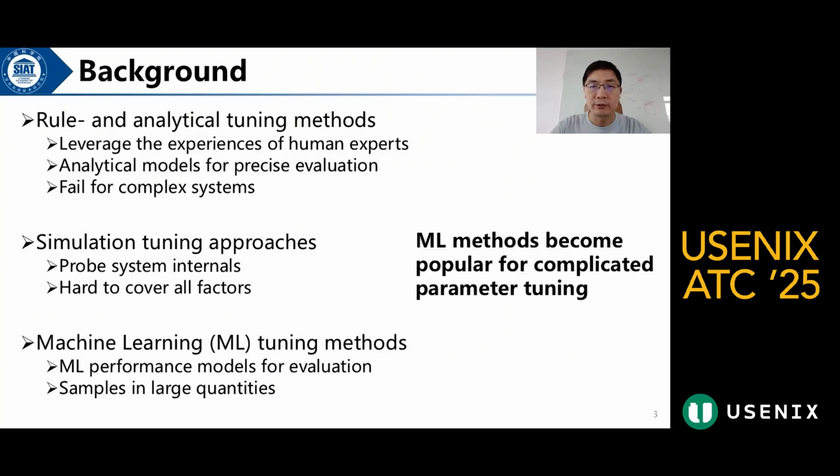Machine learning-based tuning methods build an ML performance model for evaluation. A large quantity of samples are used to build ML models, which help tune the configurations. At present, ML methods have become popular for complicated parameter tuning due to their effectiveness.